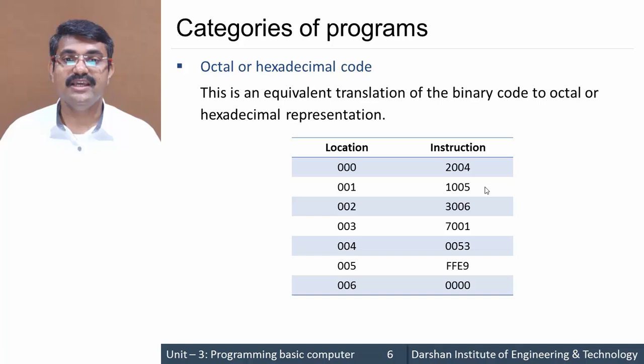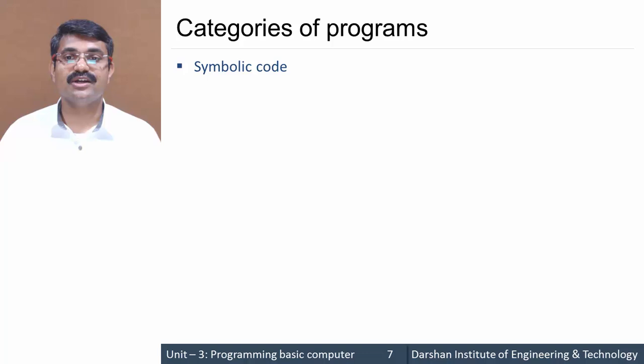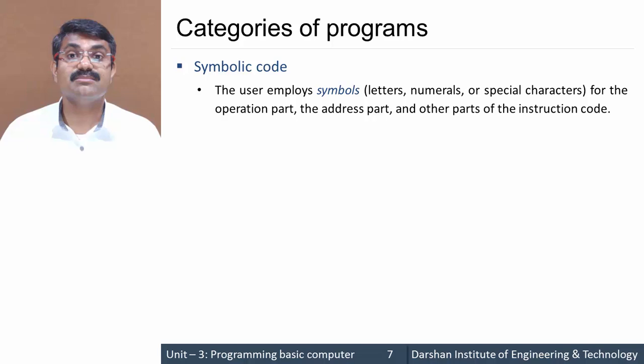The third form of representation for us is symbolic code, wherein we would be introducing some symbols, alphabetical numeral symbols, so alphanumeric code. Now we don't have numbers only, we have symbols as well as numbers to represent the instruction. So now the instruction would have an operation part, an address part, and another part. That is, if the instruction is using direct or indirect addressing mode, then we can have the direct or indirect form. So that is another part of the instruction.